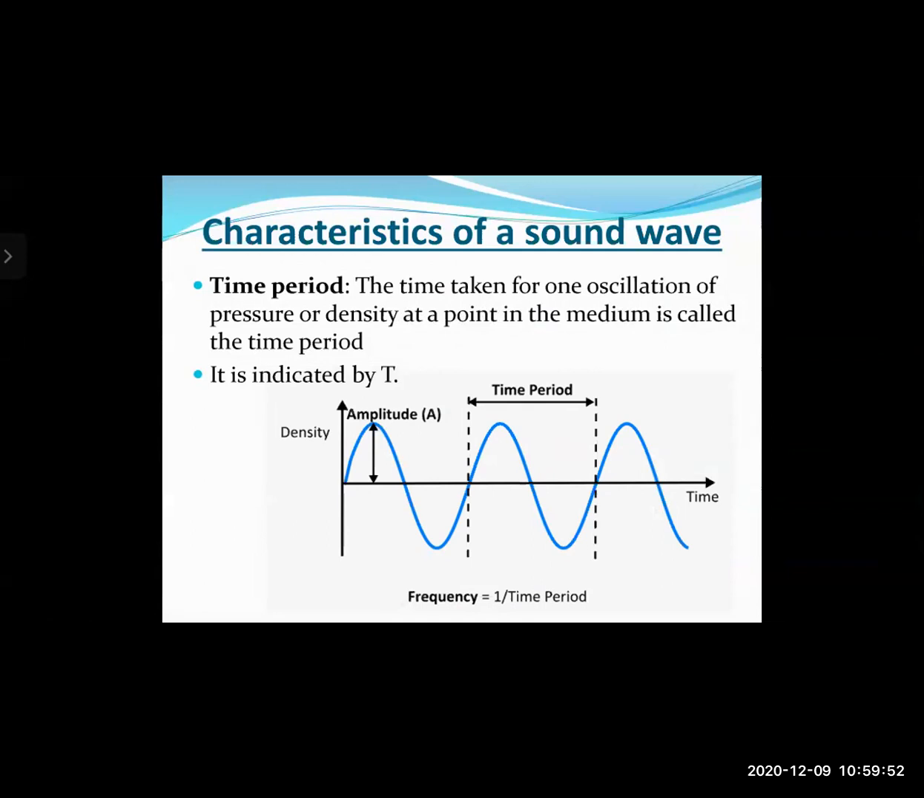One wave will correspond to two similar points on the wave. Those two similar points can be either two crests, that is the two peaks, or the two bottom regions, that is the troughs of the wave. So the time period will be the time required for that one complete wave to pass through any given point on the medium.